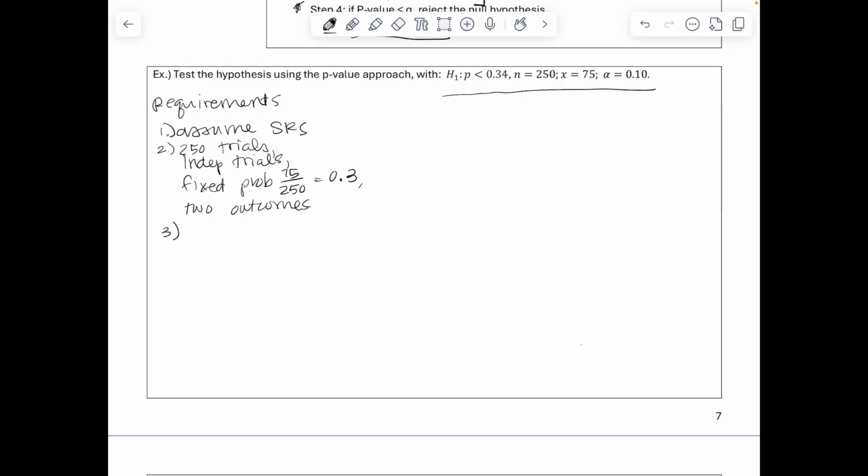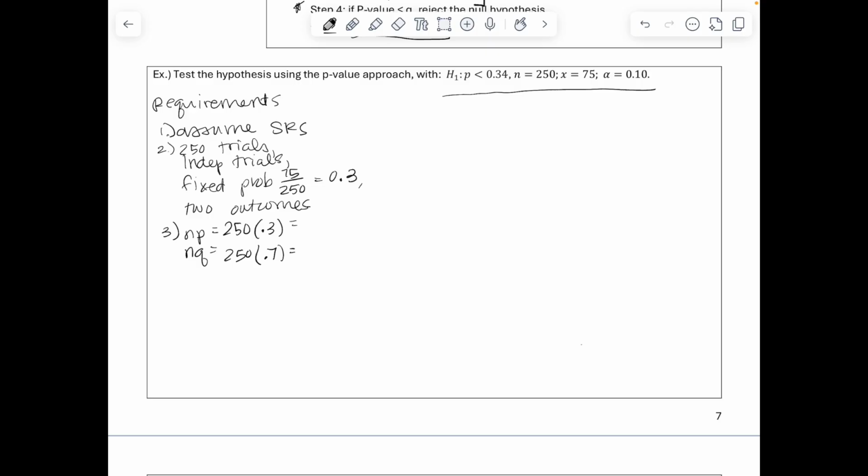The third requirement that we need to check is going to be that N times P and N times Q are both going to be greater than or equal to 5. So again, N is 250. P, we calculated up above, is 0.3. And then remember, Q is going to be 1 minus P, which is 1 minus 0.3, which is 0.7.